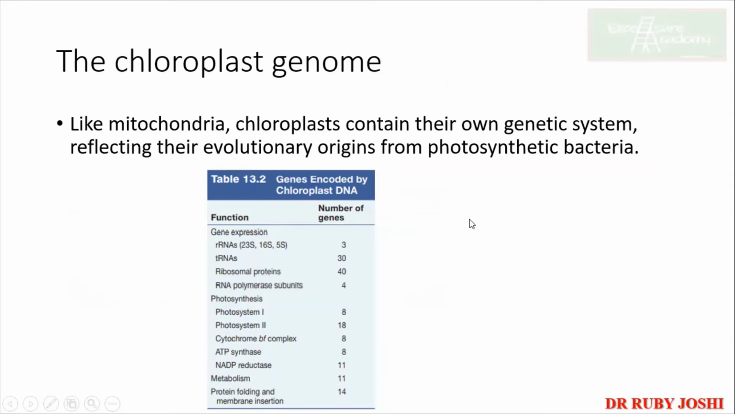Now let's talk about the chloroplast genome. So like mitochondria, even the chloroplasts contain their own genetic system, which shows their evolutionary origins from photosynthetic bacteria. If we see, they have got their own RNAs and tRNAs, ribosomal proteins, and their own RNA polymerase subunits. Then of course photosystem 1 and 2, cytochrome b6f complex, all of which is specific to your chloroplast, right? Because the chloroplast is involved in photophosphorylation, resulting in photosynthesis. It also has proteins which are involved in metabolism, protein folding and membrane insertion.